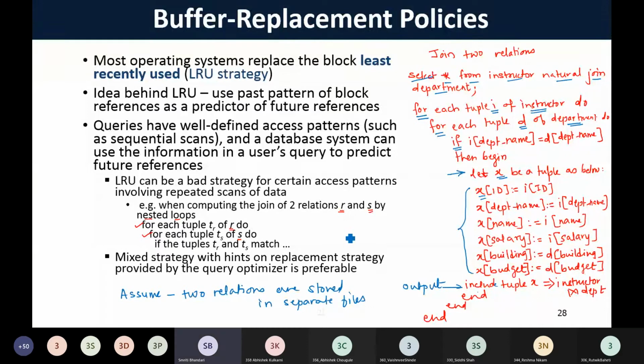Do you agree with me? Yes? Yes, ma'am. But for every tuple of instructor, all the department records need to be checked according to this pseudocode. Right? So, as I stated, once I have processed the instructor tuple, that is not being needed again.